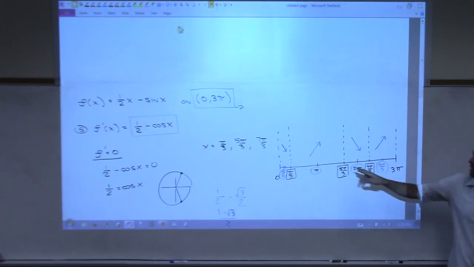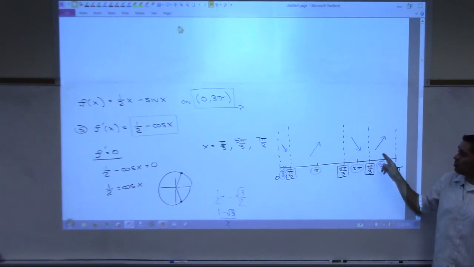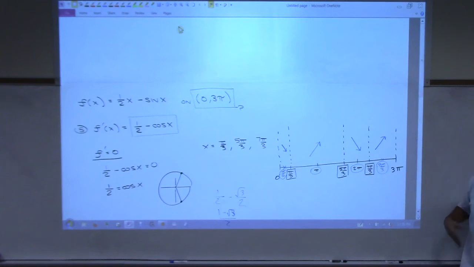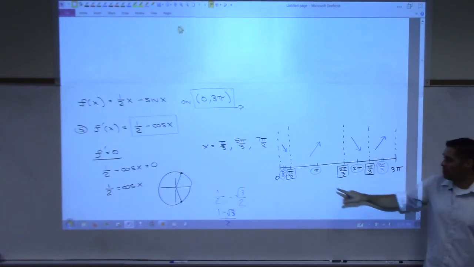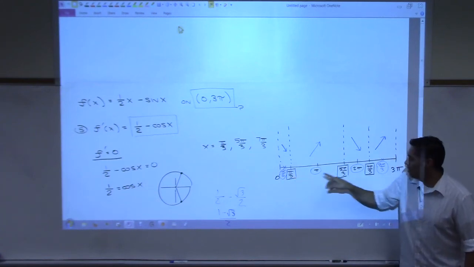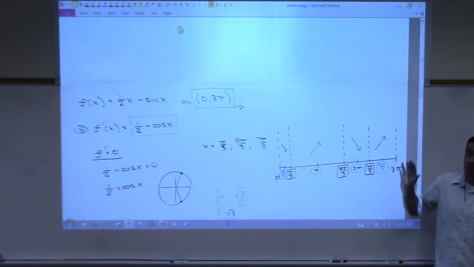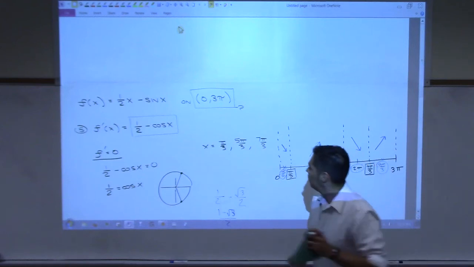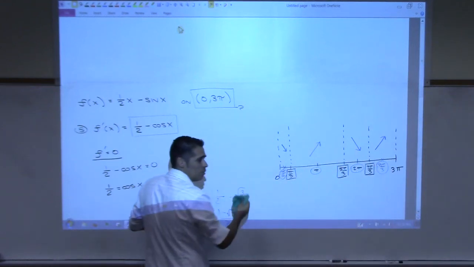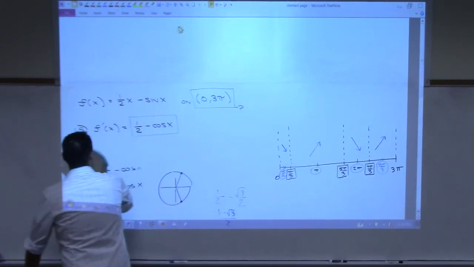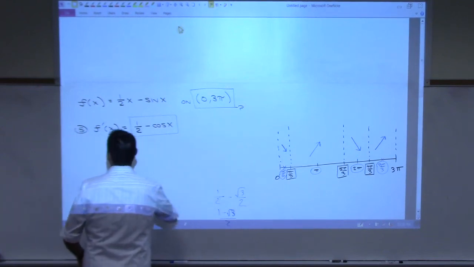Local min, local max, local min. I'm almost out of time. I got to go to the second derivative. Can I move on? We've got all the information we need. We're going to have to plug these points in, pi over 3, 5 pi over 3, 7 pi over 3, into the original function. I'm going to do that later. Normally I would do that now, wouldn't I? Okay, so I'm off to the 7th step here.